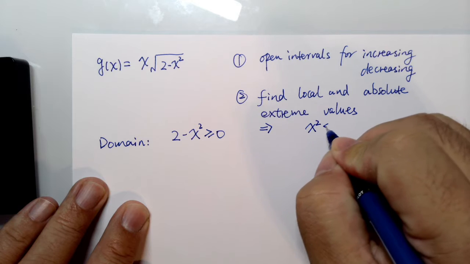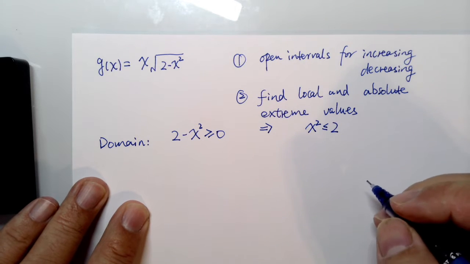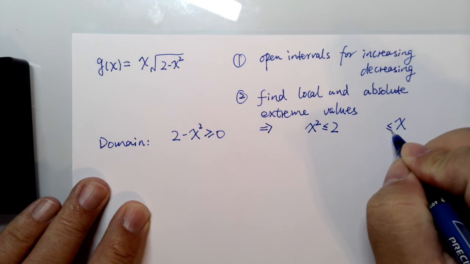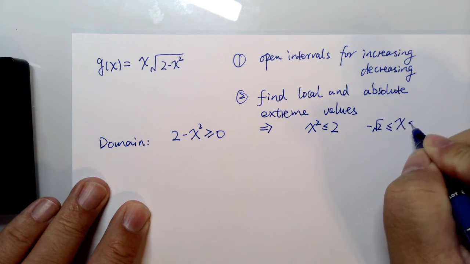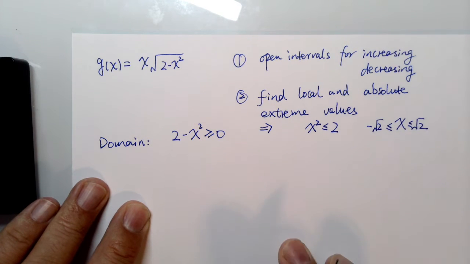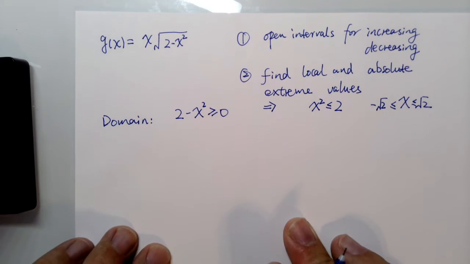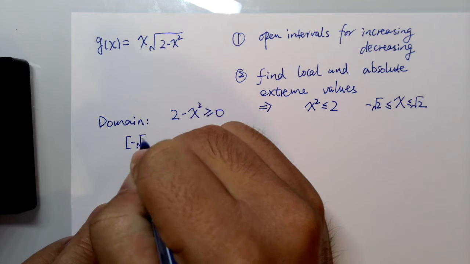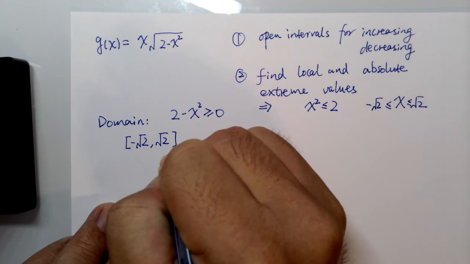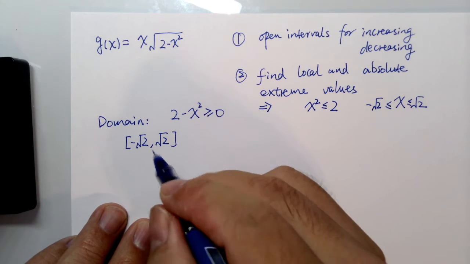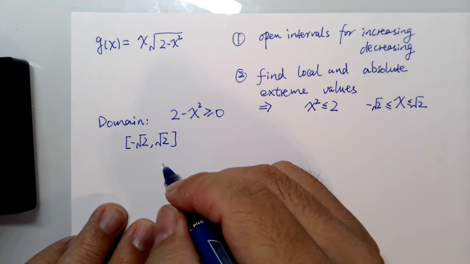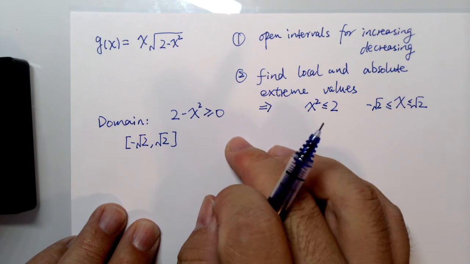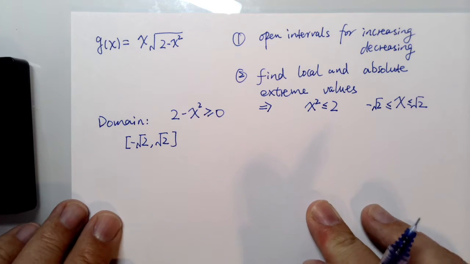That is, x squared must be less than or equal to 2. That is also, x is between negative square root of 2 and square root of 2. Okay, so if we write the domain in interval notation, that's going to be from negative square root of 2 to square root of 2. So this is our playground. Everything is based on the domain of the function. Okay, so that's the first step.